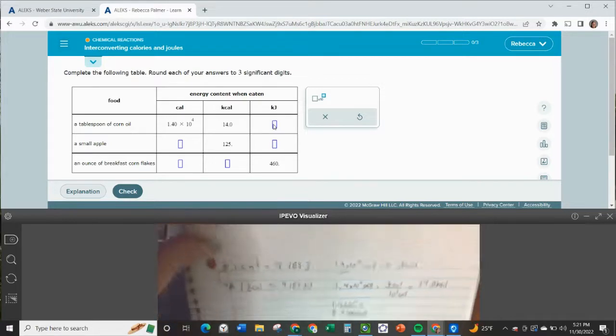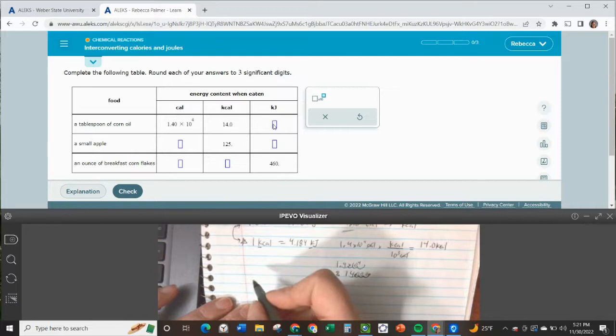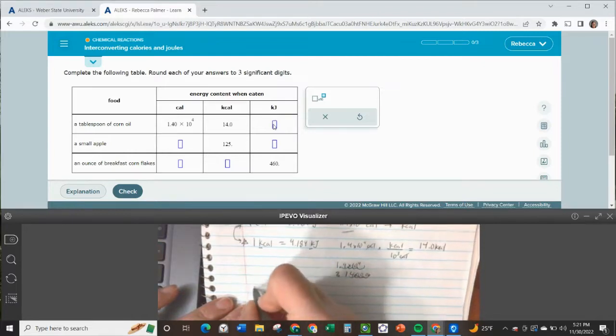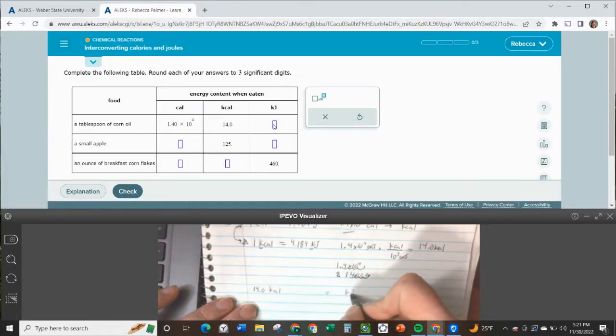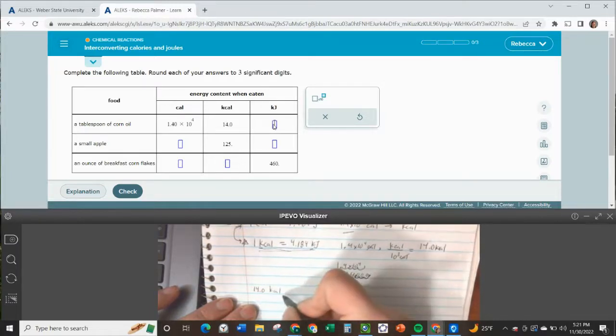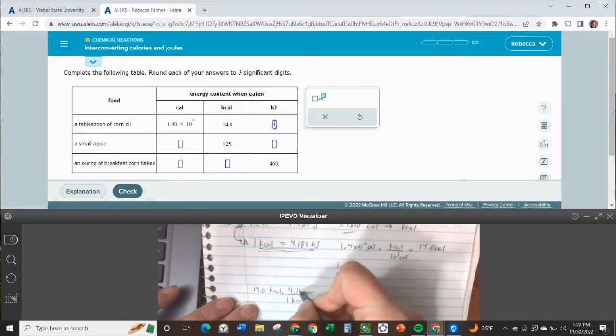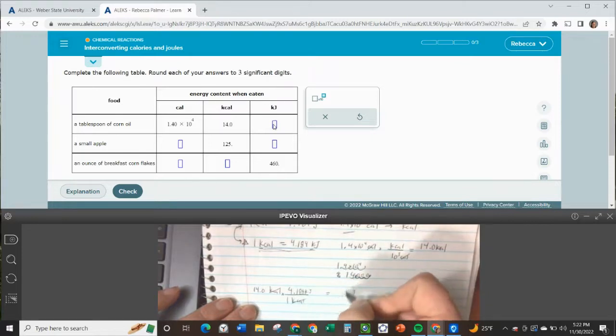So let me scoot this up a little bit. I'm going to use 14.0 kilocalories, and I'm trying to get this unit into kilojoules. So then I'm going to use this unit conversion factor that says 1 kilocalorie for 4.184 kilojoules. And kilocalories cancels, we end up with kilojoules. And then that will be my answer.